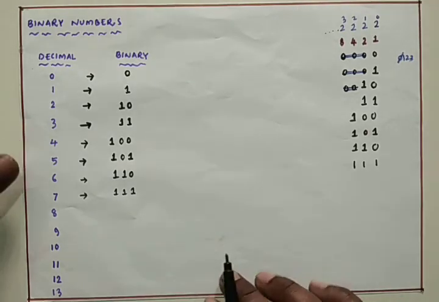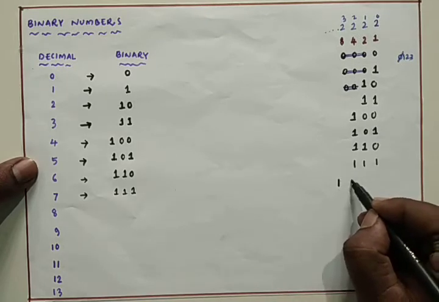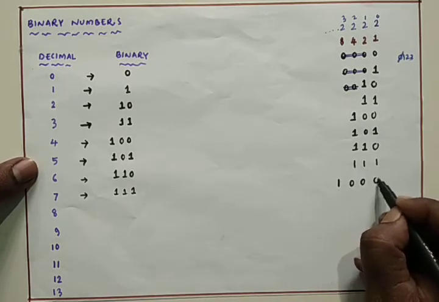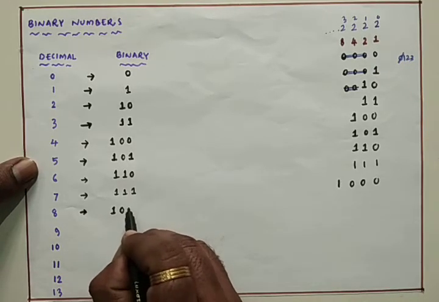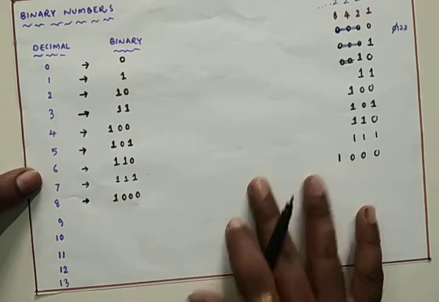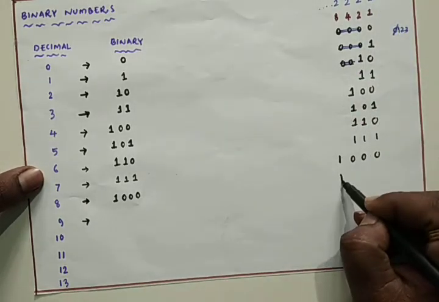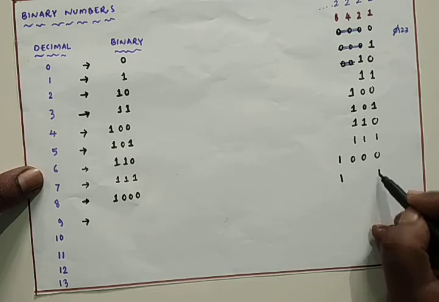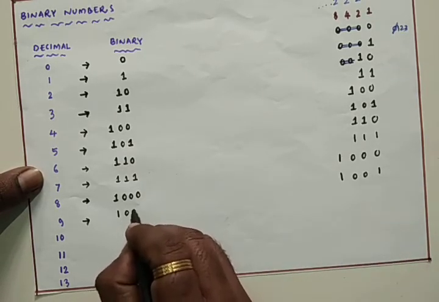Then coming to the 8. 8 means here 8 already is there. So if I make use of this one and this will be 0, this will be 0, this will be 0, so that 8 can be written as 1 followed by 3 zeros. Next one, 9 will be 8 plus 1. I require to have the 8, I require to have the 1, so that these two will be 0, so that it will be 1 0 0 1.